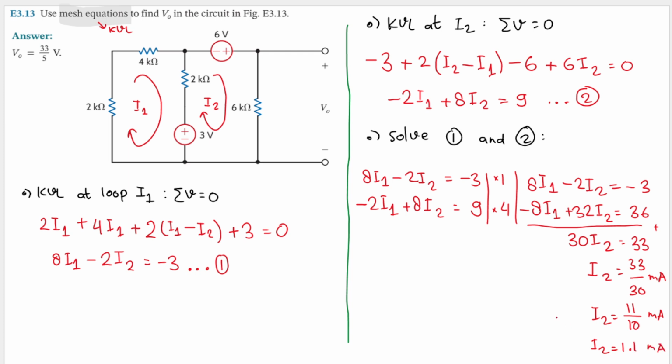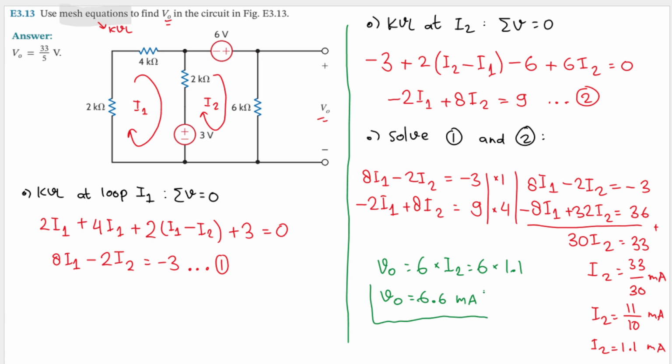Okay, now the question is not asking about I2, but it is asking about V0. So we will have to calculate V0. And what is V0? We can just calculate using Ohm's law, which is 6 multiplied by I2, right? And that will be 6 multiplied by 1.1. And so we'll have V0 is equal to 6.6 milliampere.